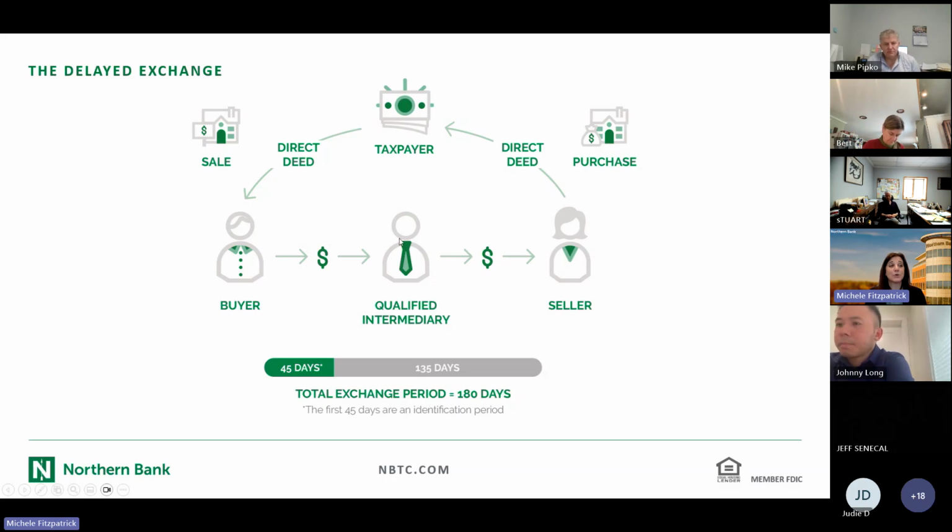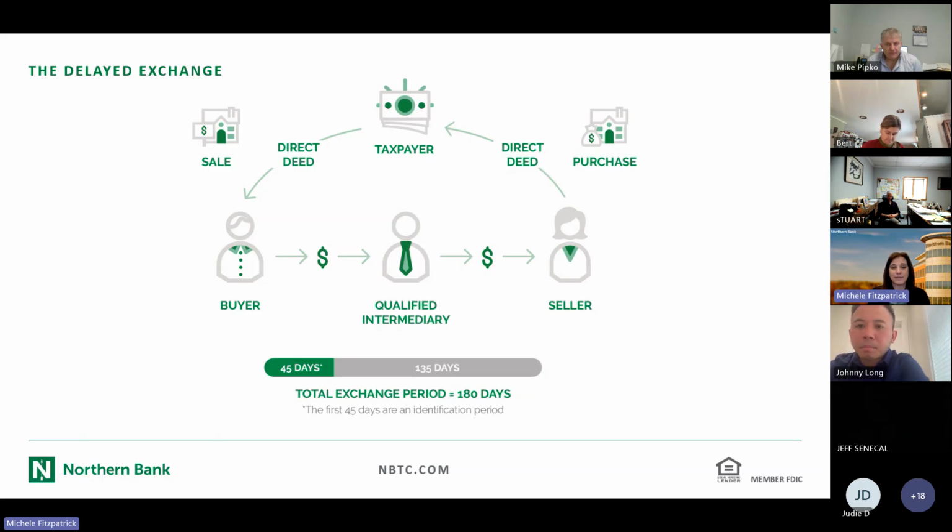Once you've identified a property and you get into contract, you're going to go to the closing table, same as you normally would. The qualified intermediary is going to use those funds to pay the seller for the property. The seller is going to directly deed the property back to the taxpayer, and that completes the exchange. That's it. Pretty easy, straightforward. And that's a forward exchange.